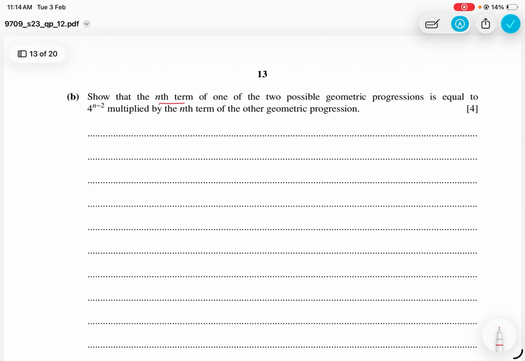Show that the nth term of one of the two possible geometric progressions is equal to 4 to the power n minus 2 multiplied by the nth term of the other geometric progression. We had two values, so a was 80 and r was 1/5. Then the nth term, we know the formula for nth term is a r to the power n minus 1. Then the nth term would be 80 times 1/5 to the power n minus 1.